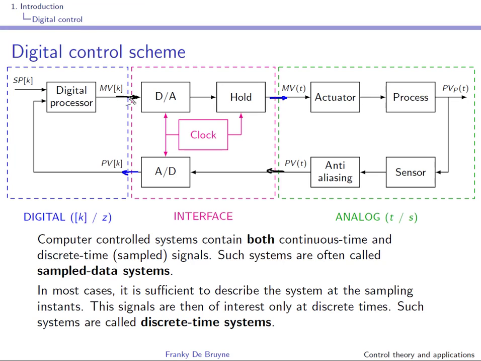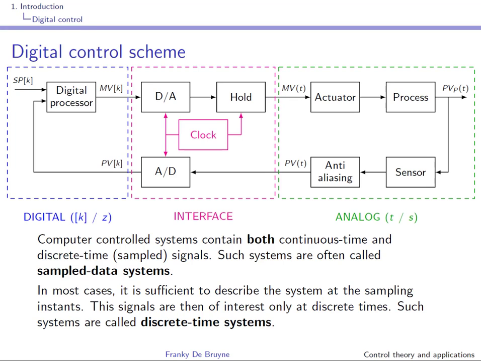mv of k is at the input of the interface again, and it goes through a stage of digital to analog conversion. So we have first digital decoding and then a hold mechanism, and very usually what is done here is that a zero order hold mechanism is used in the hold mechanism. This is something that we have considered in the course Signals and Systems. So at the output here we have now mv of t, that is the input of the analog part.